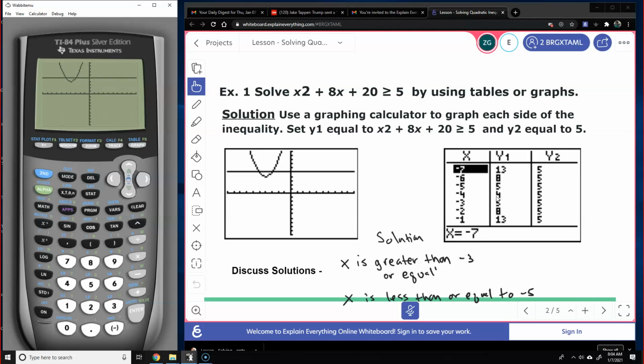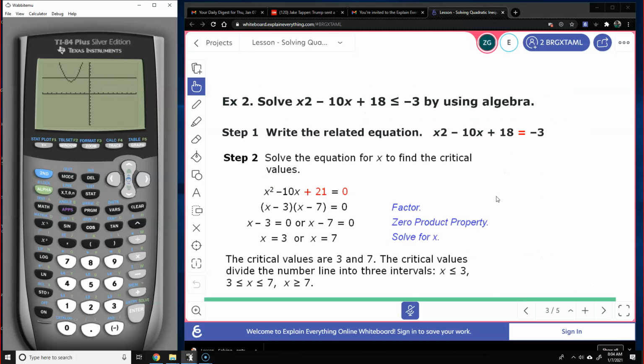Now if you want to see it mathematically, it would be x is greater than or equal to -3, x is less than or equal to -5. Okay? So that's how you can solve it using a graph or table. So now we're going to go to the next example. There is a better way to do this, and I'm going to go ahead and show you right now.